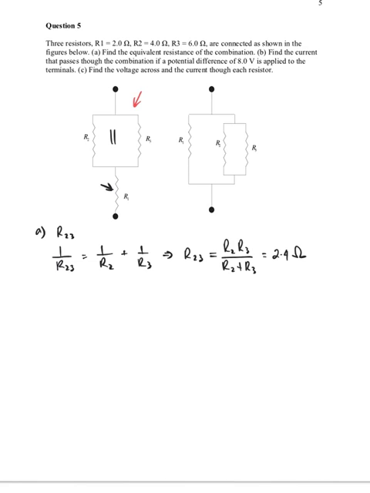So now we have a resistor, R2,3, that has a value. We can replace those two resistors with one single resistor. So the total resistance of the circuit is going to be R1 in series, so plus R2,3. Now we know that R1 is 2 ohms, and R2,3 is 2.4 ohms, so we get 4.4 ohms. We've answered the question. We now have the total resistance of the circuit.